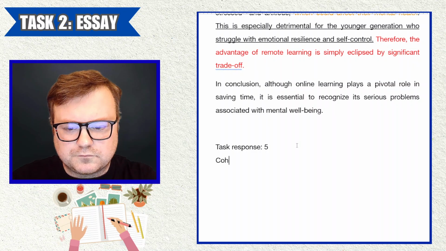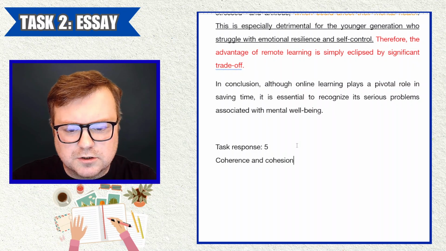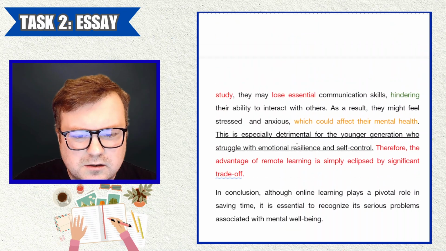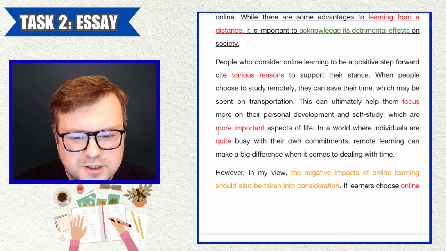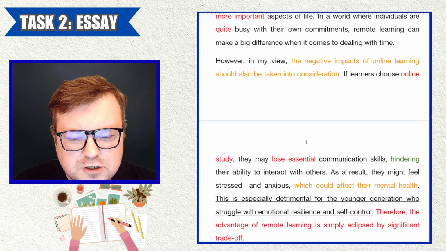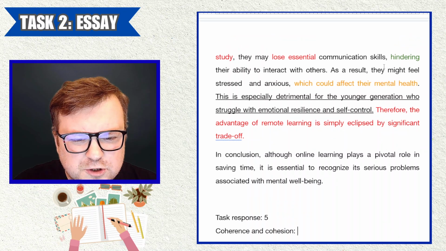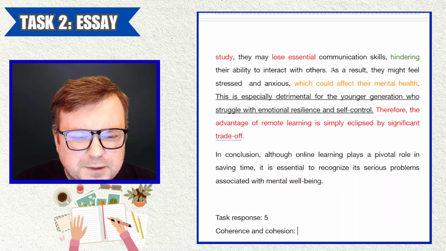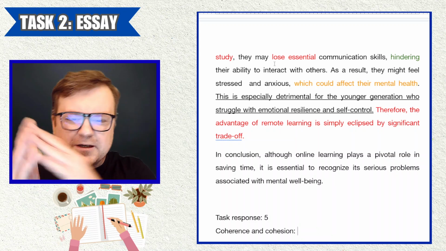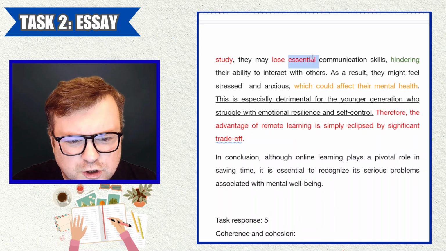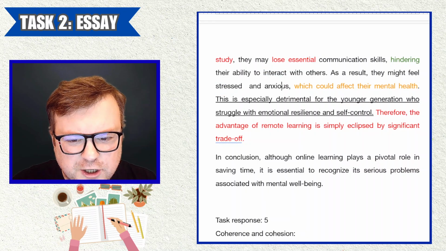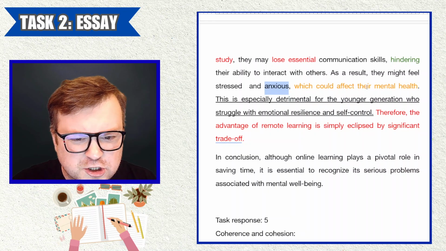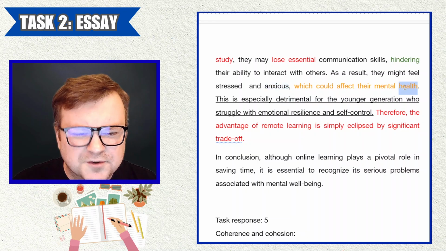Coherence and cohesion. While there are just a couple of, yeah, it's really close to the 8, but I'm going to give the 7. And I just feel like there are a couple of strange points, like a bit too basic, this cause and effect, that you lose your communication skills, then you won't be able to interact with other people, you'll feel stressed and anxious, and being stressed and anxious could affect your mental health.